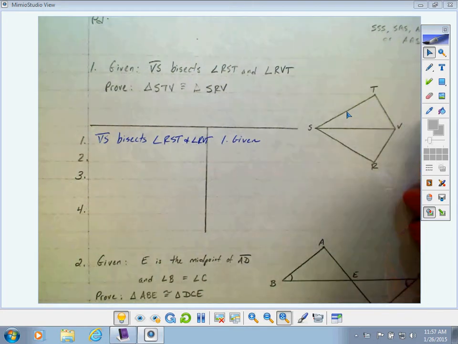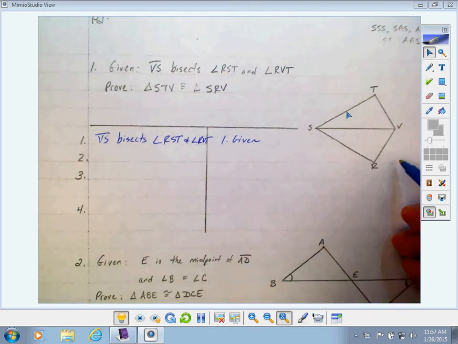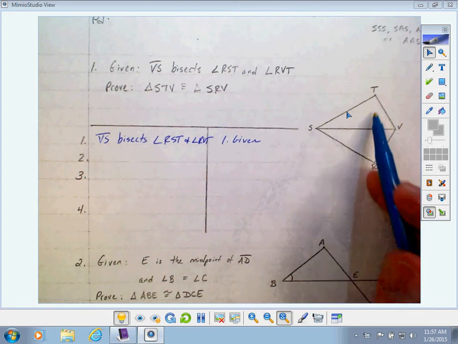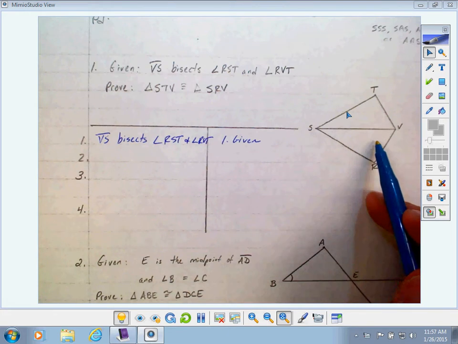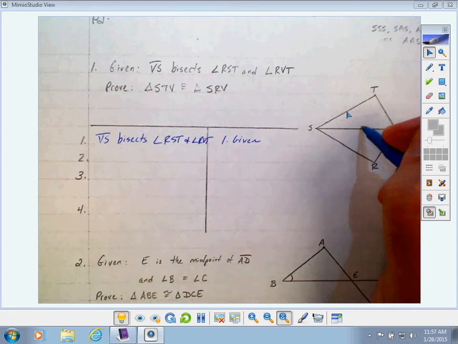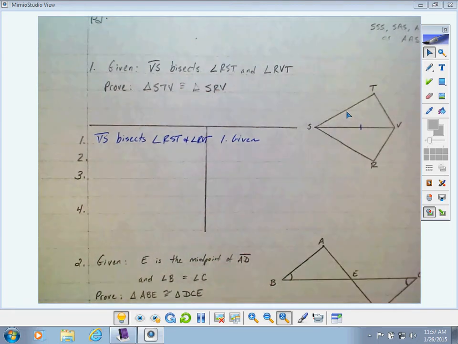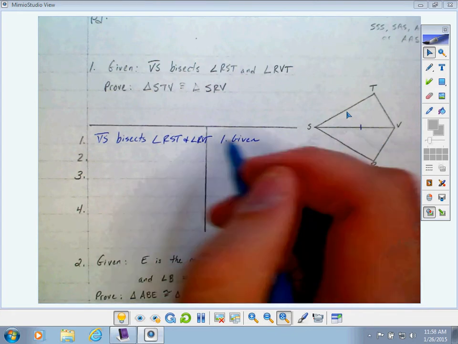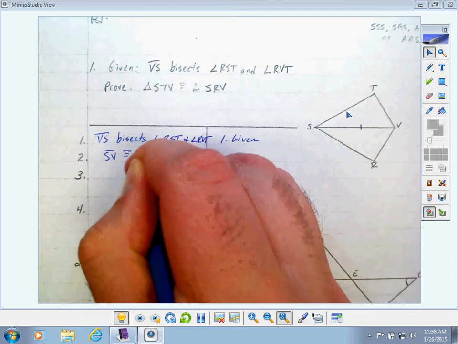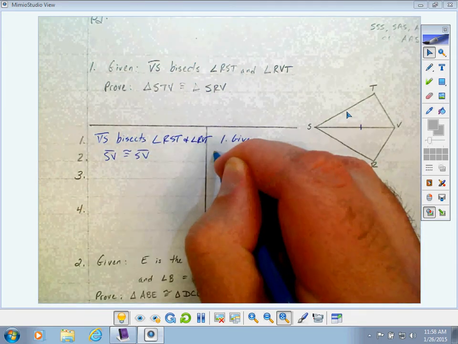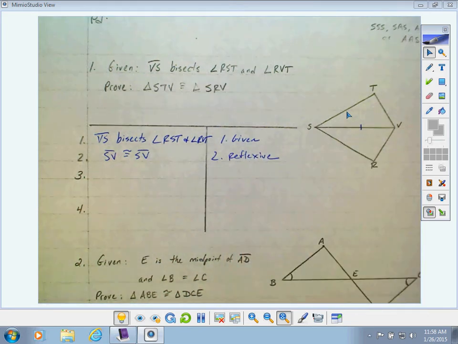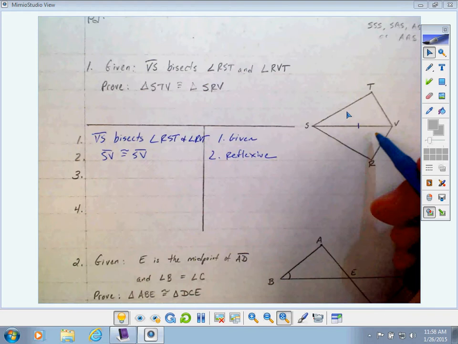at the picture and I'm looking for one of two things. Something called a shared side, like side SV, is shared between both triangles. That's called a reflexive side, and what that means is it's literally the same side in both triangles, so I can mark it as congruent to itself. And when I do that, I mark it first and then I go to the proof and I say that SV is congruent to SV, and that is called the reflexive property. That's all I can get out of the picture, so now I got to use the given.